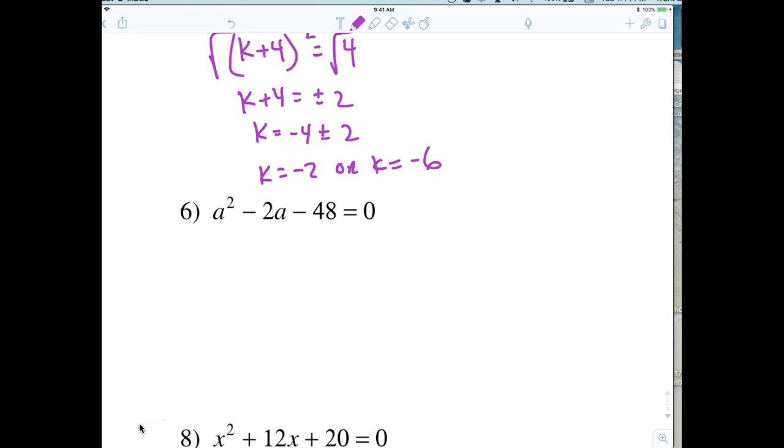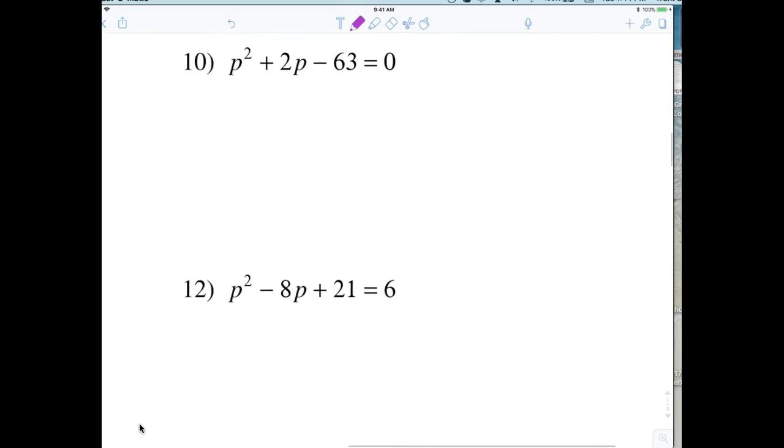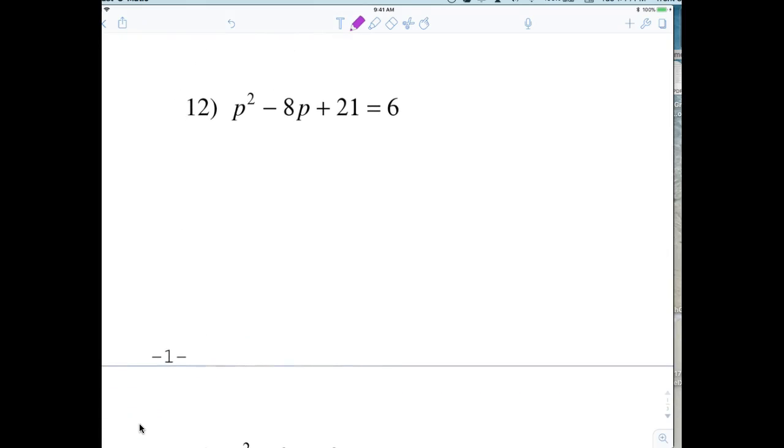So what I want to do now is go down to question 12 for a second. Everybody look at 12. Now, I've got to move 21 where? To the right. So I end up with p squared minus 8p equals what? Negative 15.